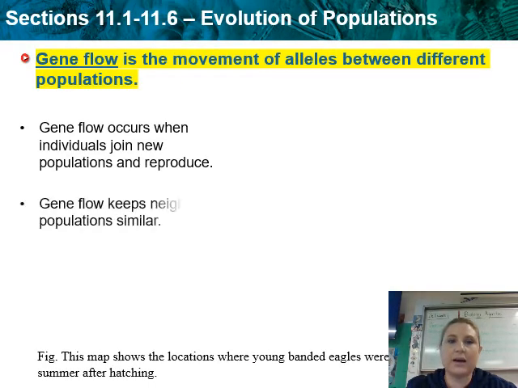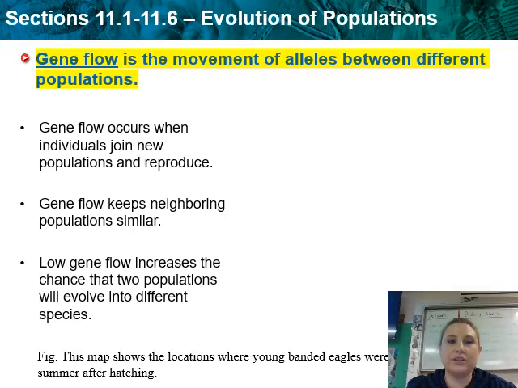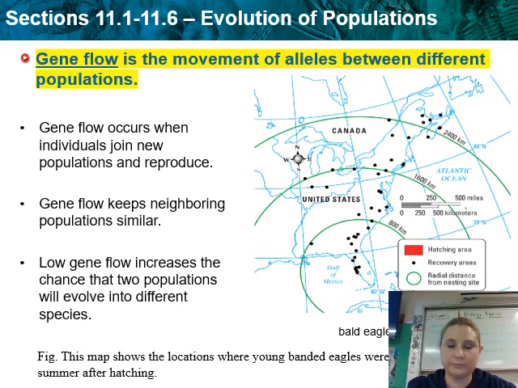We also talk about how genes move between different populations. This is called gene flow, and gene flow can occur when individuals join new populations and reproduce. Way back before airplanes and travel, people stayed where they were. Now with travel, we're introducing new genes into that population all the time. And that happens with our animal populations as well as our plant populations. So gene flow keeps neighboring populations very similar. And low gene flow increases the chance that two populations will evolve into two different species because the genes are staying relatively the same.